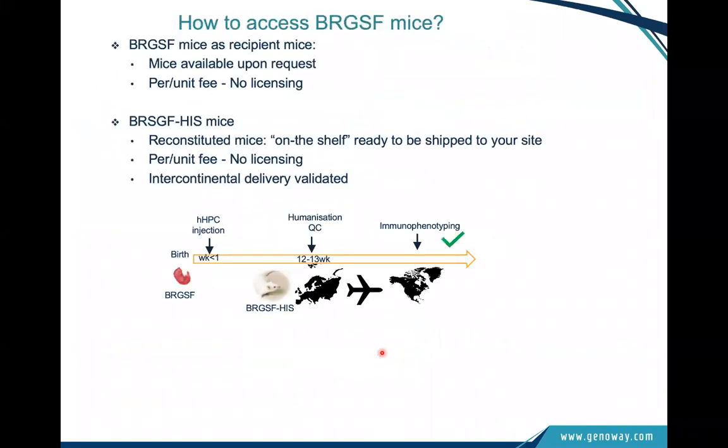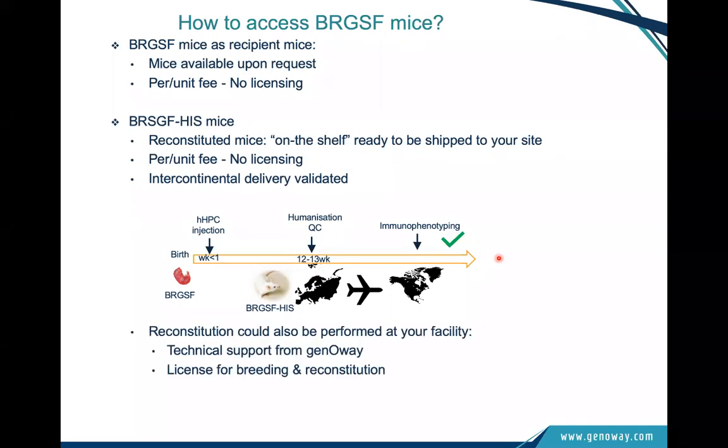How to access those mice? Those mice are reconstituted at genOway, and we can provide them already reconstituted. So we know that they can travel. We already sent those mice to California several times without any problem. We did some QC of humanization before sending the mice. The QC was performed at genOway and then rechecked when the customer received them in California, and that has no impact on the human immune system.